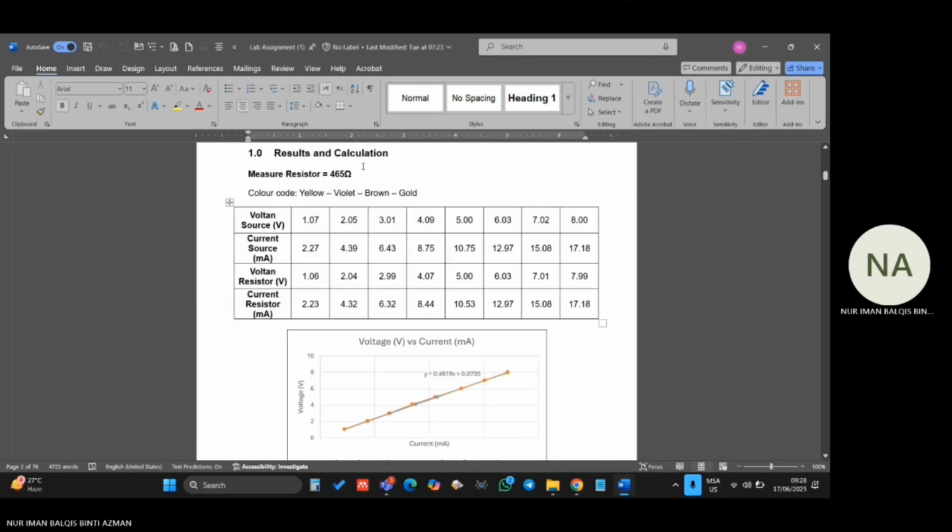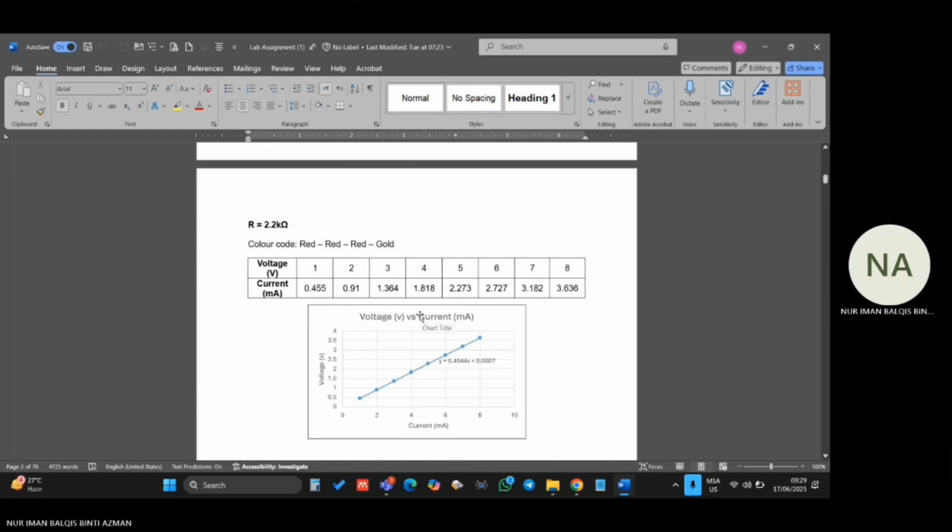First, for the 470 ohms resistor, which was actually measured at 465 ohms, and the color code is yellow, violet, brown, and gold, the current increased from 2.27 milliamperes at 1.07 volt to 70.18 milliamperes at 8 volt. Both the source and resistor voltage values were nearly identical, indicating minimal power loss.